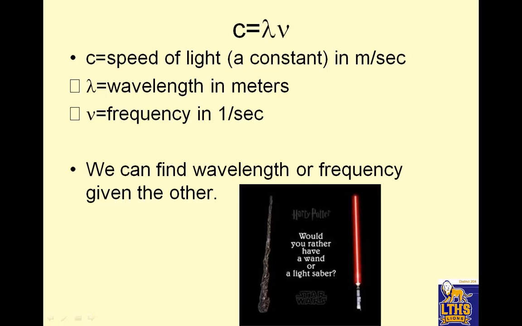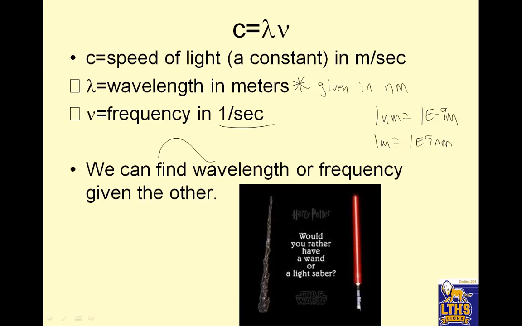c equals lambda nu. c is the speed of light, a constant, in meters per second. Wavelength has to be in meters. I'm going to put a little star here: it's usually given in nanometers. 1 nanometer equals 1e-9 meters, or 1 meter, which is what I usually do, is 1e9 nanometers. Frequency is in 1 over seconds.